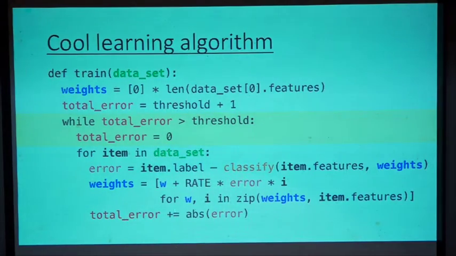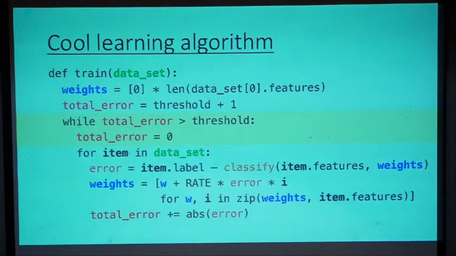It's going to make the weight smaller. And if the true label is one, it's going to make it larger. And if we classify it as a zero, it's going to make it larger. And this is going to take this, add the error, multiply by a small rate, and multiply by the attribute. And we're going to do this a bunch of different times. So for each item in our data set, we're going to do this, compute the total error, update the total error, and then do it all over again.